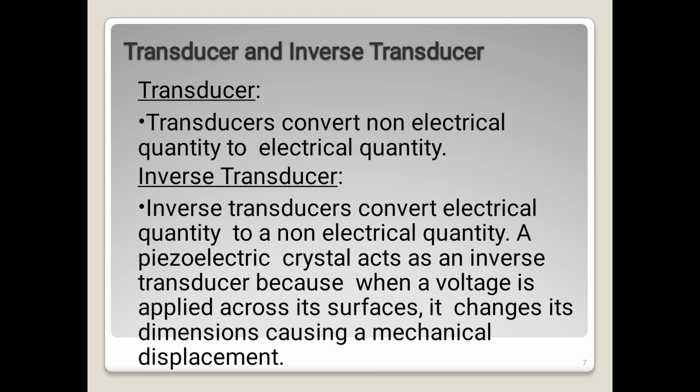This particular inverse transducer is used in feedback measuring systems. Wherever we need a feedback system, we can go for an inverse transducer. It works on the principle that the input is an electrical signal and the output is a low power non-electrical signal. So a transducer converts a non-electrical signal into an electrical quantity, while an inverse transducer converts an electrical input into a non-electrical output.